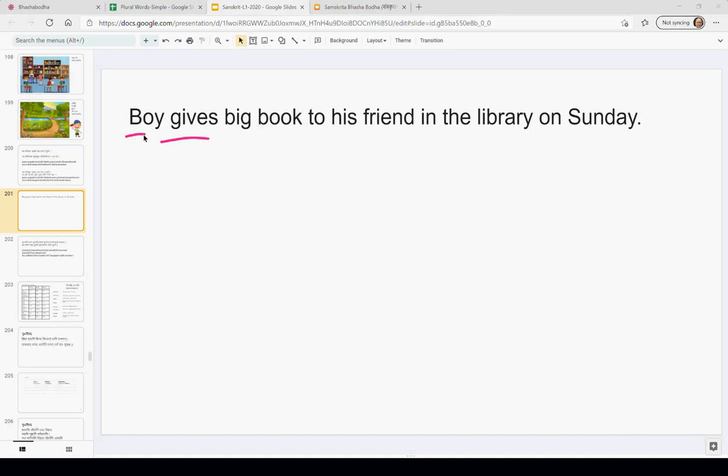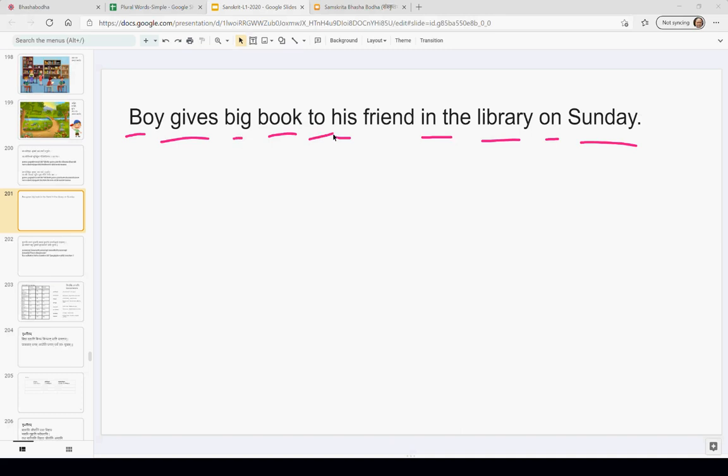So different other nouns here are playing different roles. Boy is playing the role of subject, the act of giving itself. Okay? And what is he giving? Book. That is another noun here. What is being given? So that has its own role in this sentence. To whom is it given? To friend. Whose friend? His friend. And where is the action happening? In the library. On what day is it happening? Sunday.